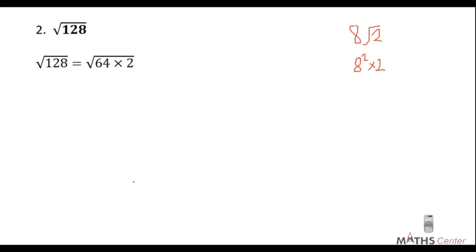Then from the properties of surds, we know that this can be written as square root of 64 times square root of 2. Since 64 is a perfect square, square root of 64 will give us 8 times square root of 2. 8 times square root of 2 gives us 8 root 2 as we have here.